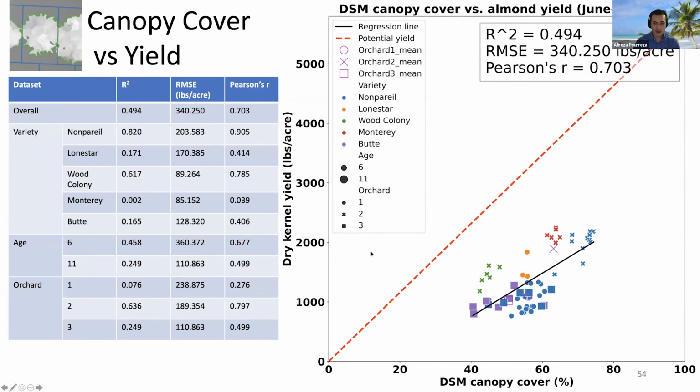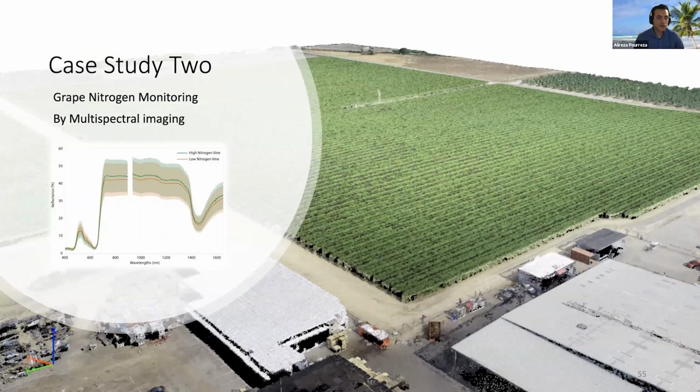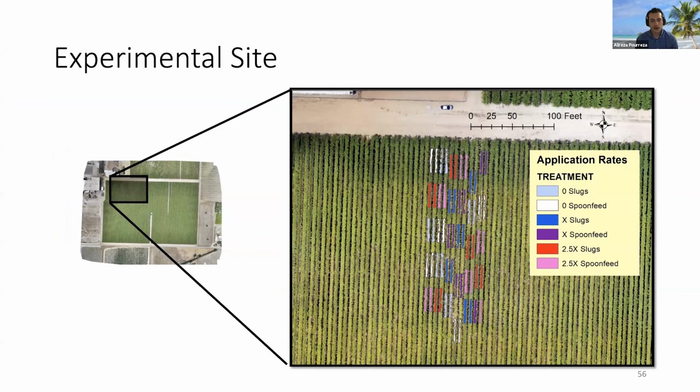So we can say that this might be about 85% accurate for nonpareil, which is the most common variety in California. So that was some good results. And if you are interested to learn more, you can go to our website for more information. In the next case study, I'm going to talk about a project we did for grape nitrogen monitoring, and we did multispectral imaging. So Ali?